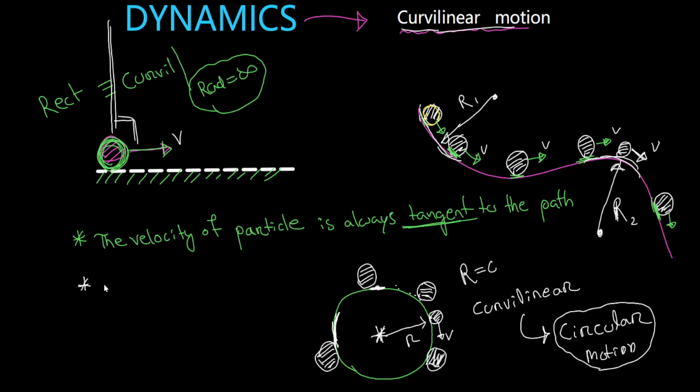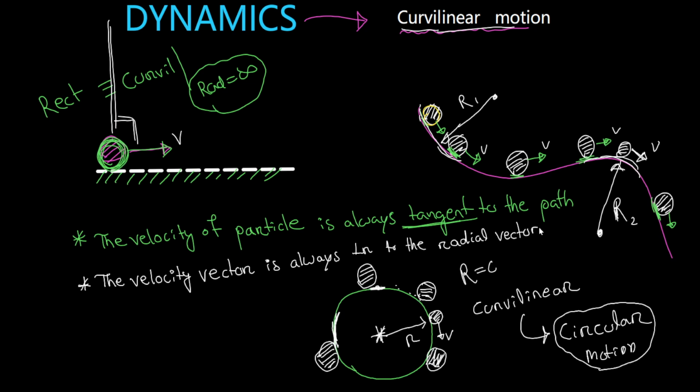So I'm writing: the velocity vector is always perpendicular to the radial vector. Getting my point? So this one is the velocity will be along the path, and the second statement is saying the velocity is always perpendicular to the radial vector.